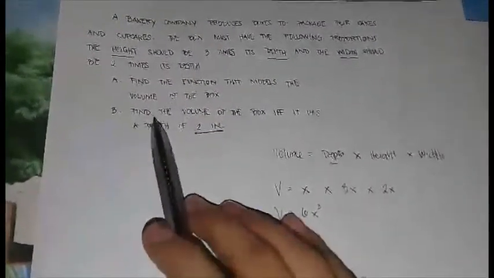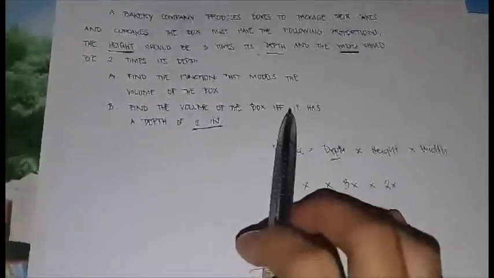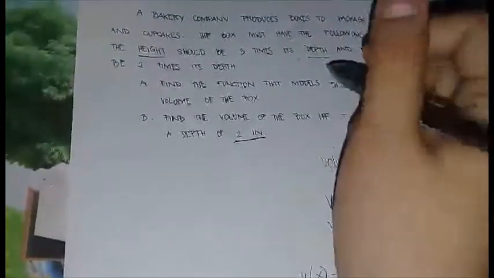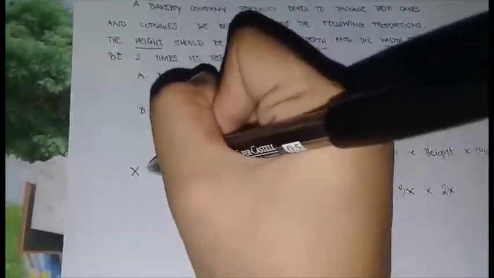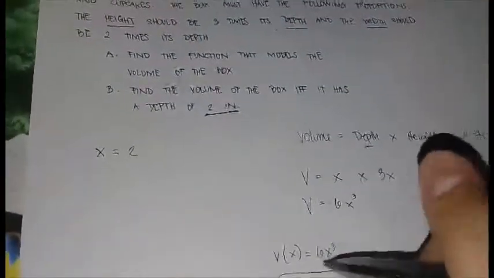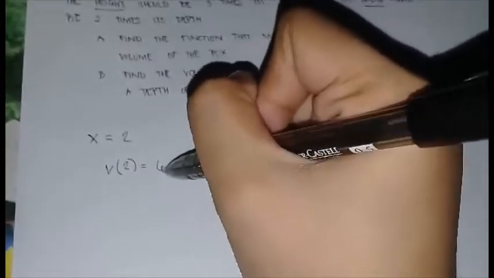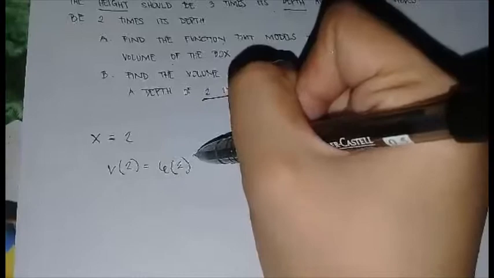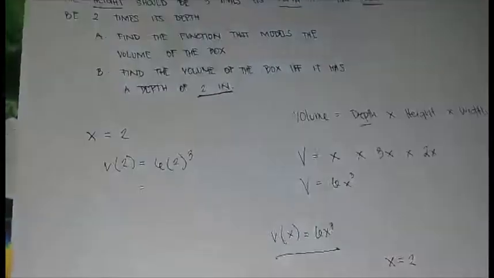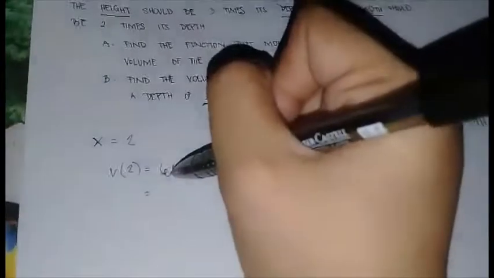As for our last part, we use this model to answer part B, which is to find the volume of the box if it has a depth of 2 inches. If the depth of the box is 2 inches, let x be equal to 2. Then we'll simply plug in the 2 in place of our x's. V of 2 is equal to 6 times 2 cubed. So the answer would be 48 cubic inches.